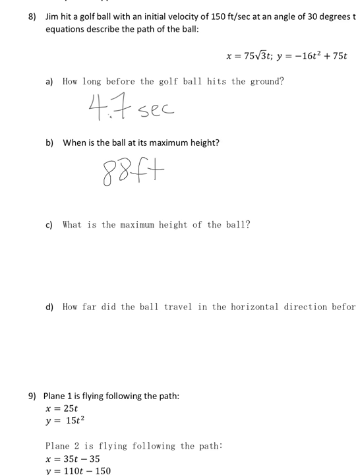The next question asks, what is the maximum height of the ball? That's the same question. So 88 feet. The next question asks, how far did the ball travel in the horizontal direction before it hit the ground? So again, you would want to trace back to where it was at 4.7 seconds. Go ahead and trace back there and see how far it went horizontally. Okay, so that was about 611 feet.